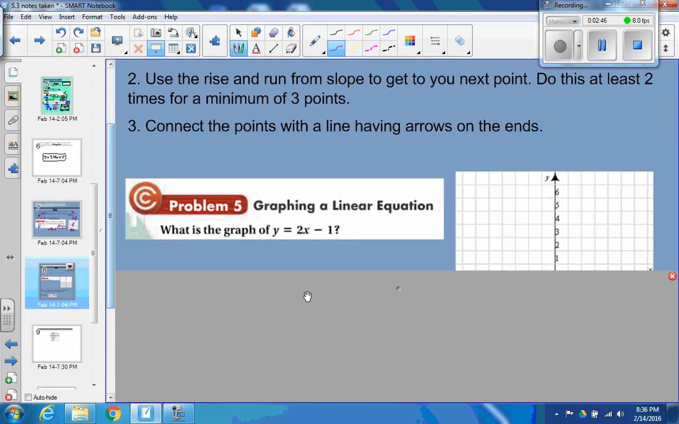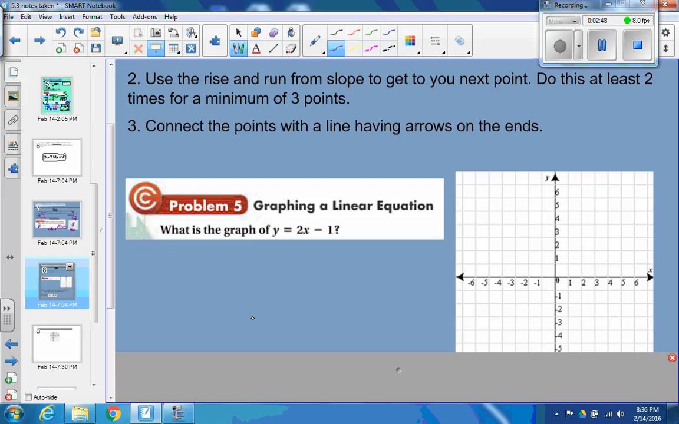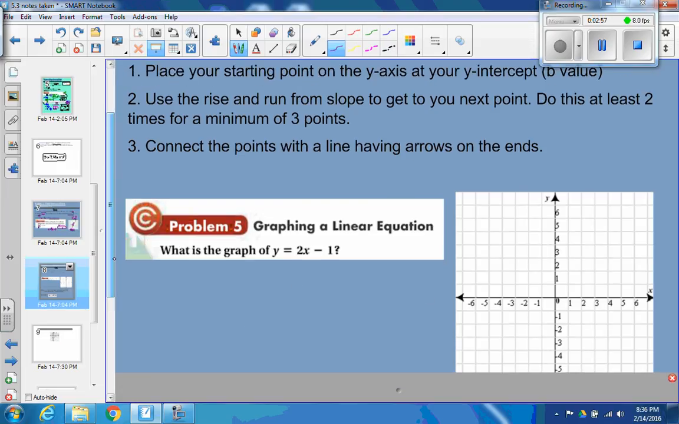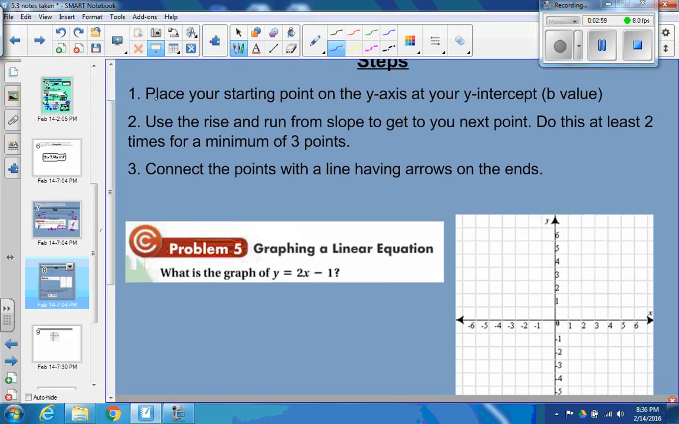So for instance, here's your example. It says, what is the graph of y equals 2x minus 1? So how do we graph that? Very similar to going backwards, but place your starting point on the y-axis at your y-intercept, so the b value. The b value in this case would be -1. So b is -1. So we're going to put it on -1. That's your starting point. That's the y-intercept.